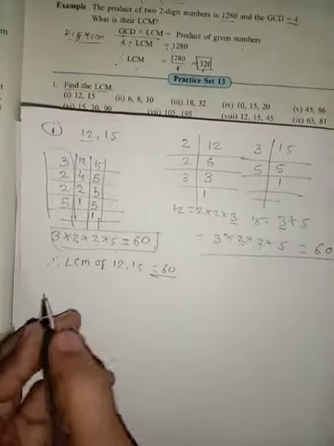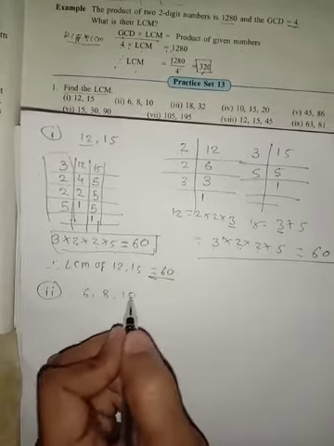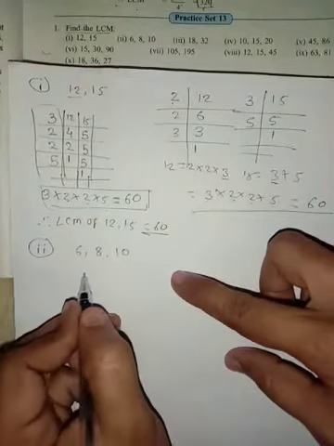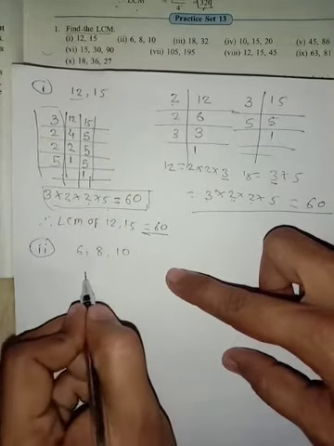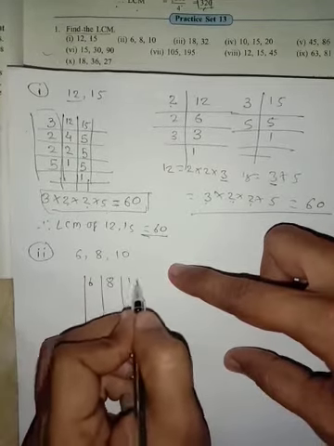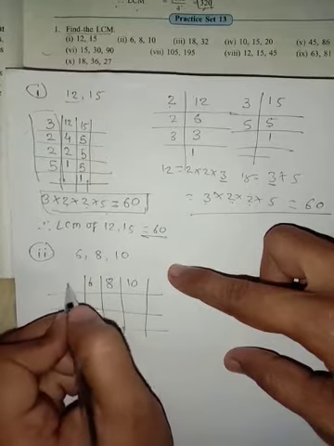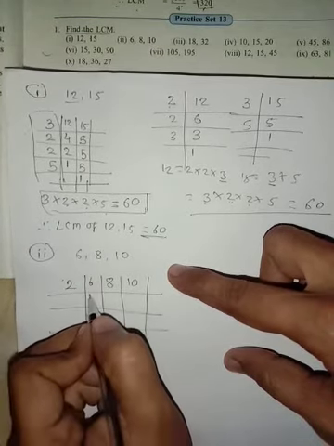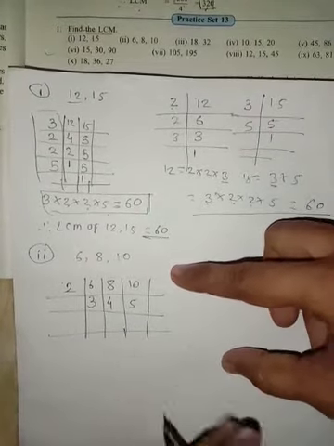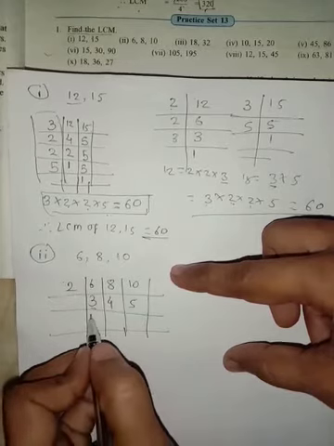Now solve the second example. 6, 8, 10. Let's factorize this. Draw a table. 6, 8, and 10. Factorize these numbers using 2. 2 threes are 6, 2 fours are 8, 2 fives are 10. Now we cannot factorize 3 by 2, so we will write 3 itself as it is.